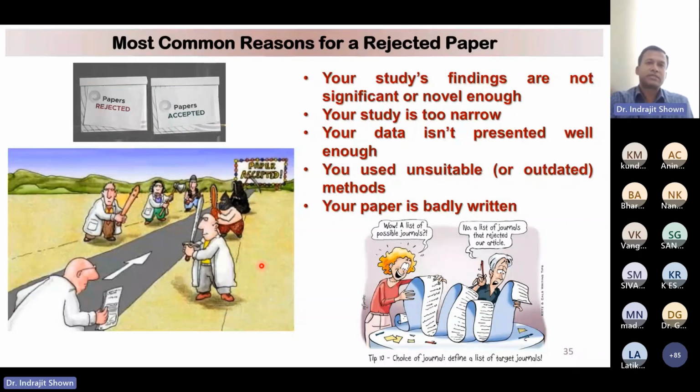And the most common reasons for a rejected paper: your study findings are not significant or novel enough. Your study is too narrow. Your data is not presented well enough, because sometimes your data might be good, but your presentation format is not good and it's not easily understandable for the reviewer or editor. You use unsuitable or outdated methods. That's also another important criterion, you should not follow that. Your paper is badly written.